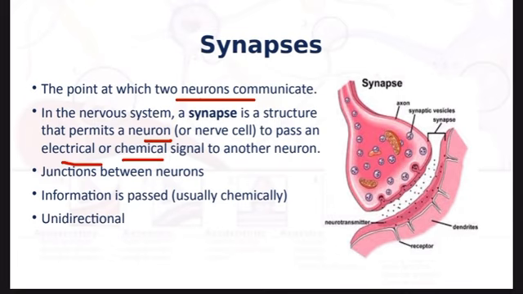These are junctions between. This is the junction here. This is the junction. Information is passed usually chemically, unilateral. It's only one direction. Okay, من السيناب إلى الريسبتور. الريسبتور هنا, dendrite هنا ها. This is the neurotransmission. Okay, اللي هي الchemical.